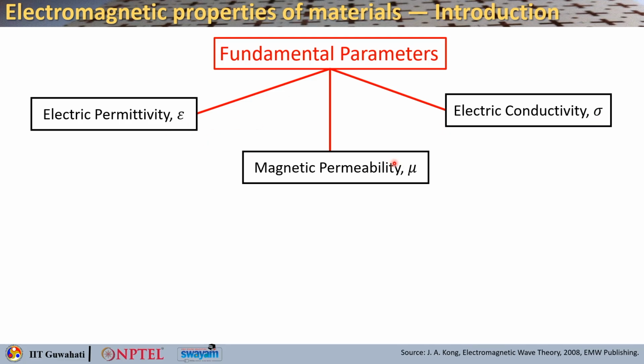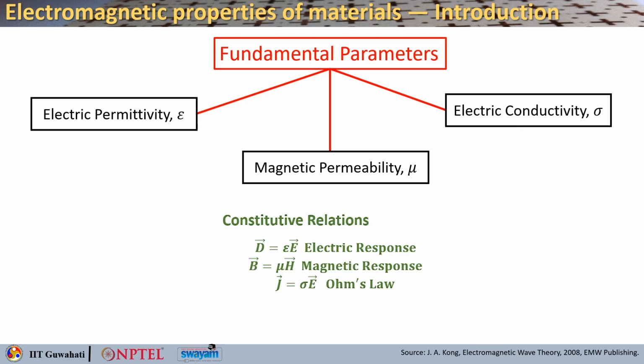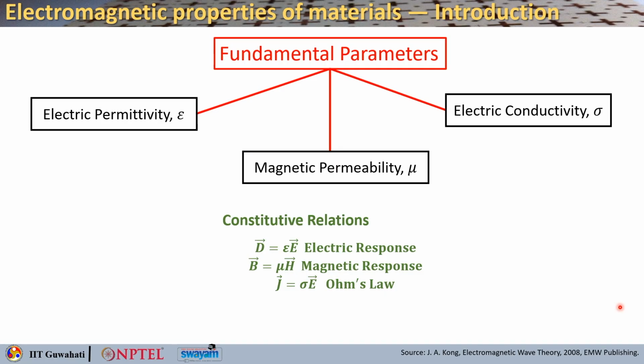So, epsilon, mu and sigma, these three are very important parameters, and from the electric response you will see that dielectric permittivity is basically a property that characterizes the degree of electric polarization in a material under the influence of an external electric field. Similarly, the magnetic response is given by this equation, which is P equals mu h. So, mu basically tells you the permeability.